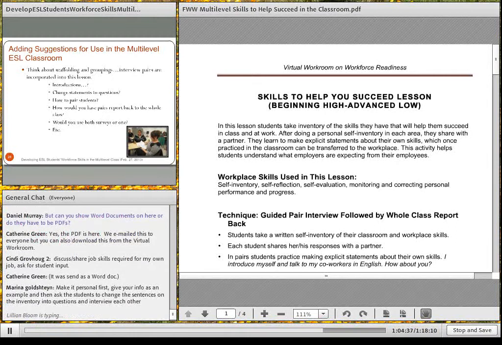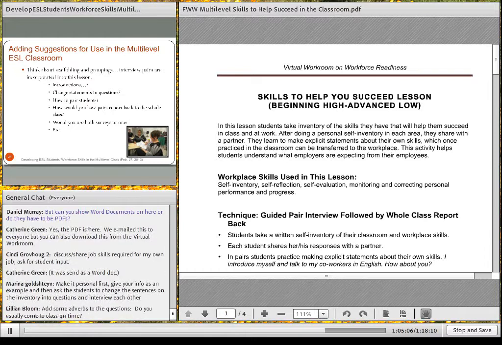I also did an expansion on this one with my class where they added more suggestions at the bottom, things that were not listed here. And Marina is suggesting to make it personal first, give your information as an example, and then ask students to change the sentence on the inventory into questions and interview each other. Great. I think that would work too.